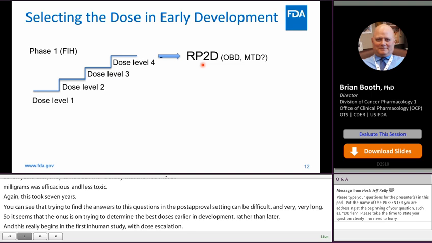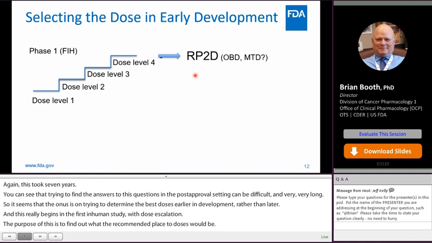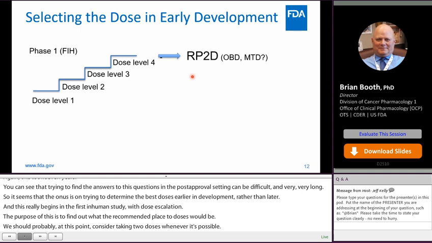We should probably be, at this point, considering taking 2 doses forward whenever that is possible. And the reason for that is as we get further into development, if we find 1 dose is toxic, we will have tested a 2nd dose and know more about the safety and efficacy of that dose, which we may then be able to take forward.